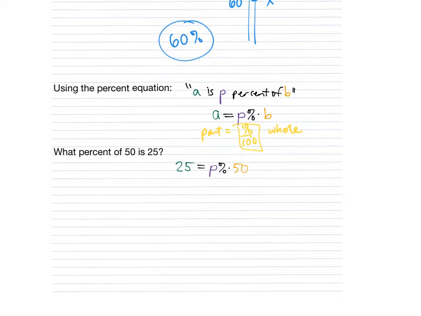Okay, so let's solve this one using this equation. What percent of 50 is 25? If we want to get this by itself, we're going to divide both sides by 50. And so 25 divided by 50 is 0.5. This is the percent as a decimal, so if you multiply that by 100, you just get 50%.